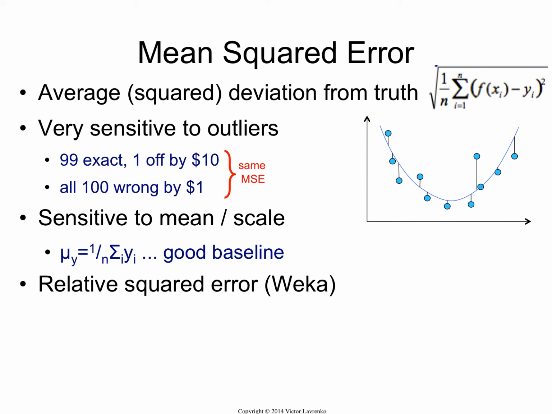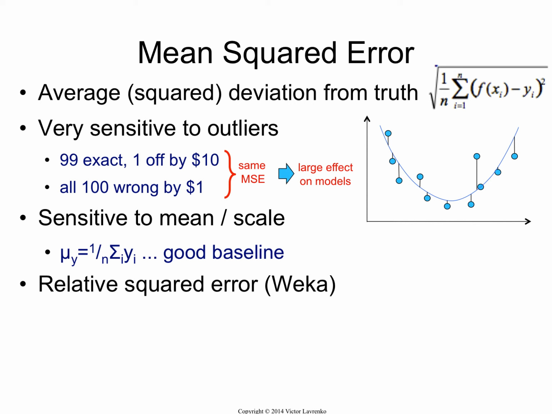Okay? Now you're looking at this and you're saying, okay, this is 10, this is 100, what's going on? The problem is the squaring. That one book, which is off by $10, turns into 100. That has the same impact as 100 books being off by 1. So a single incorrect prediction that is far off from the truth is going to have the same effect as lots of small errors. And that's something that you want to think about, whether that's what you want in your metric or not.